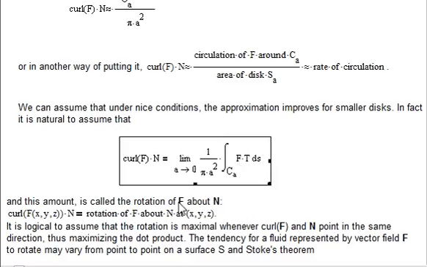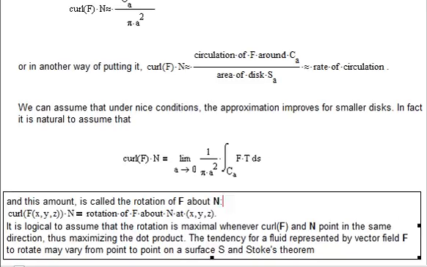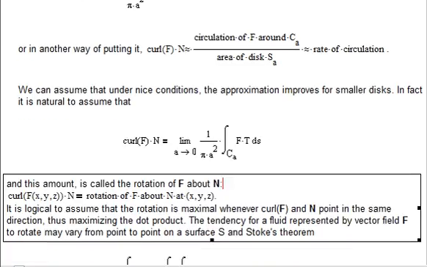And this amount is called the rotation of F about a normal vector, right? So the curl of F dot n is the rotation of F about n at the point XYZ. In other words, the curl says at any given point how much rotation there is at that point about a normal vector to the surface. So it's logical to assume a rotation is maximal whenever the curl of F and n point in the same direction, right? Thus maximizing that dot product.